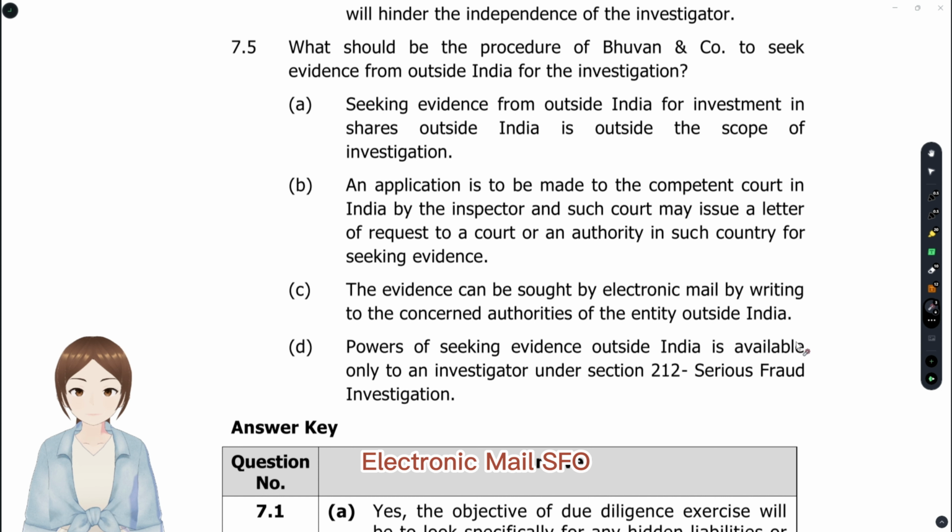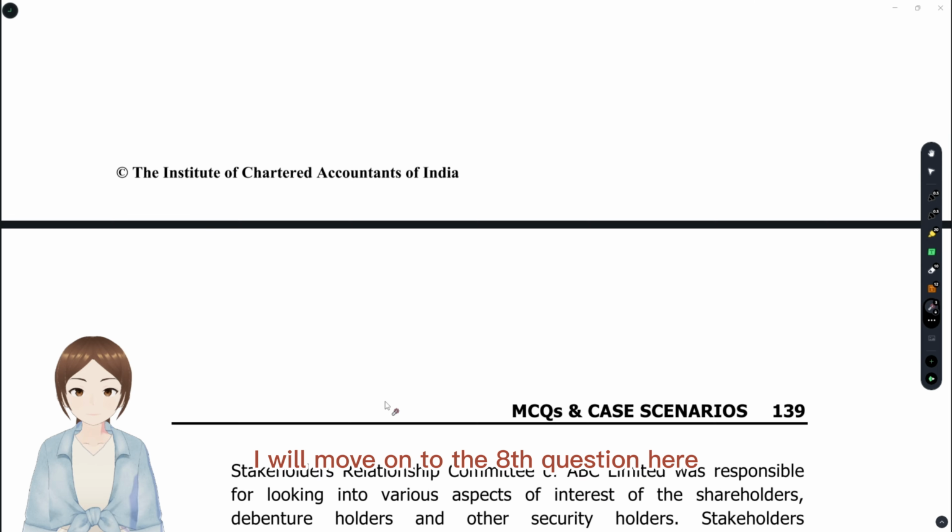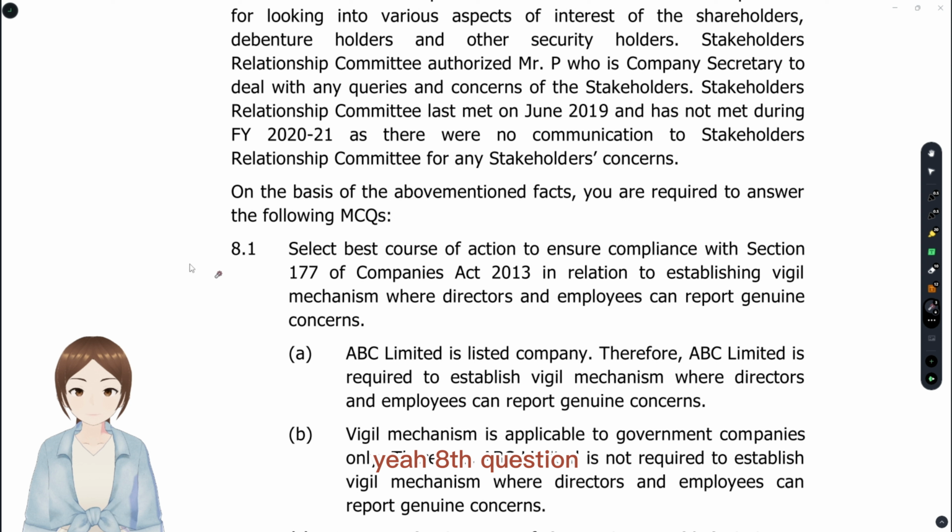Electronic mail, SFIO does not require for that. Now we'll move on to the eighth question here. They're saying select the best course of action to ensure compliance of Section 177. What is Section 177? Audit Committee, in relation to establishing a vigilance mechanism, whether directors and employees can report genuine concerns or not.